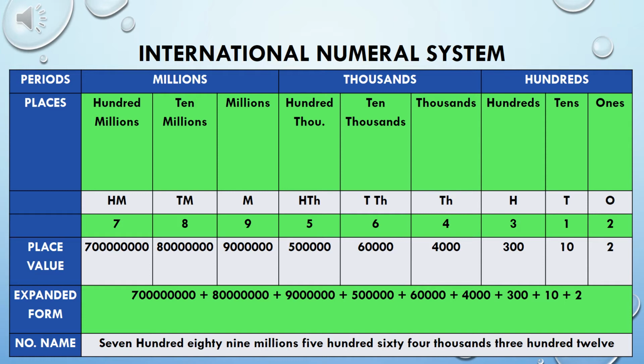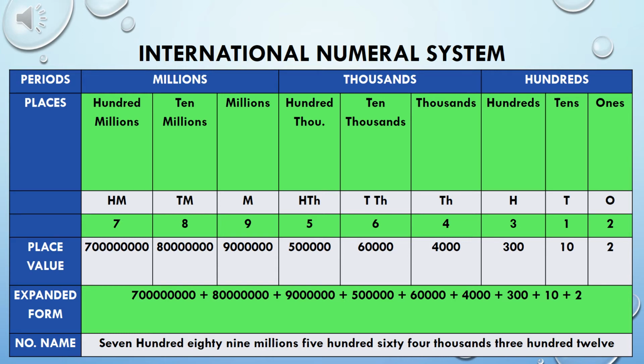The place value of 9 would be 9 million. The place value of 5 would be 500,000. The place value of 6 would be 60,000. The place value of 4 would be 4,000. The place value of 3 would be 300. The place value of 1 would be 1 ten or 10. And the place value of 2 would be 2 ones or 2.